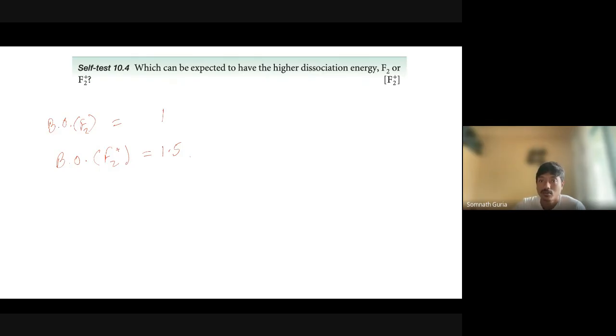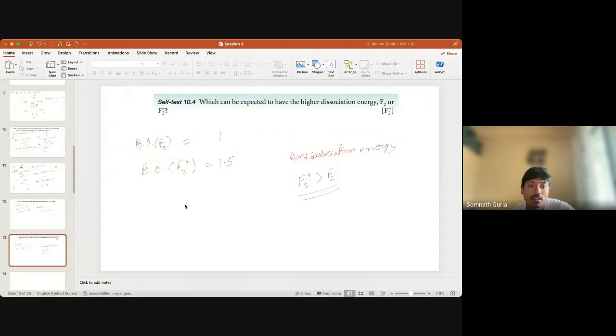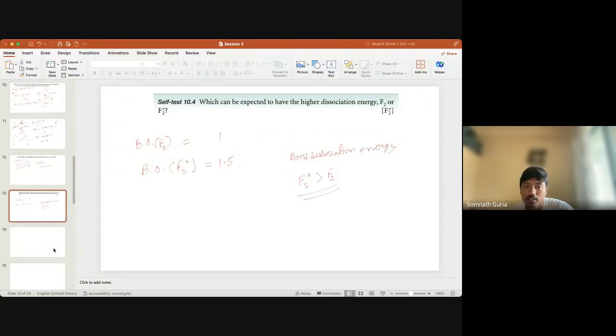So the bond dissociation energy of F2 plus will be greater than F2. Okay, so fine. I think it's very easy for everyone. Let's move to another topic.